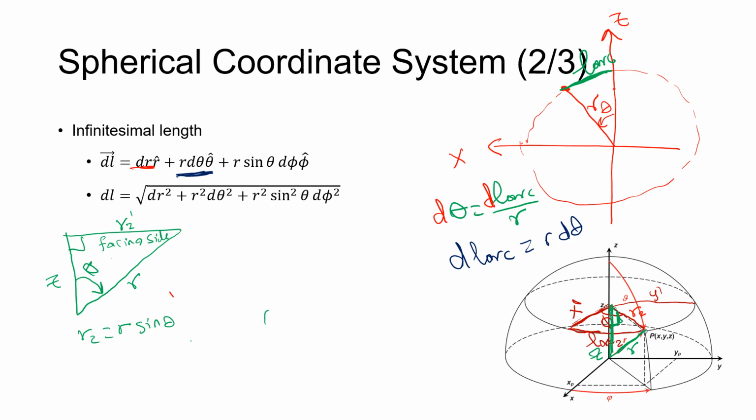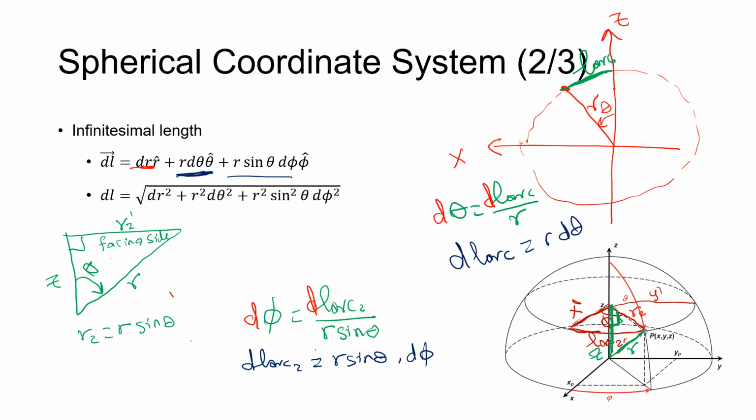Now we know the radius, we can write another equation. We have phi equal to L arc 2 divided by the radius. The radius in this case is just r sine theta. And then differentiate both sides. We can get our dl arc 2 equal to r sine theta multiplied by d phi, and again this is what you can see here. Finally, you can take the magnitude to calculate delta L as a scalar value.